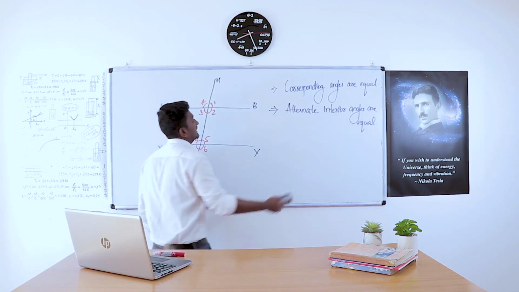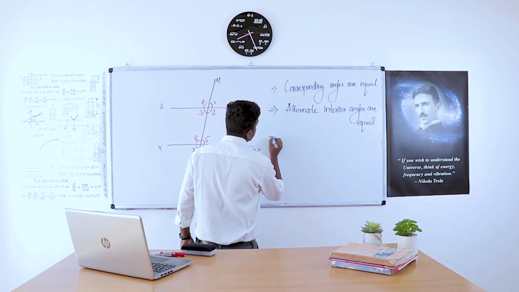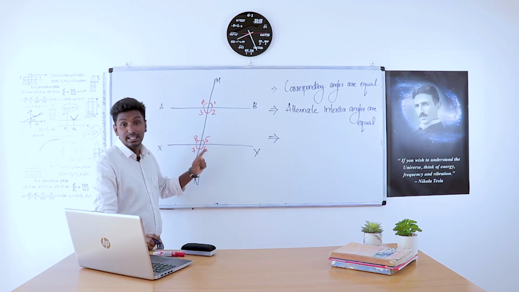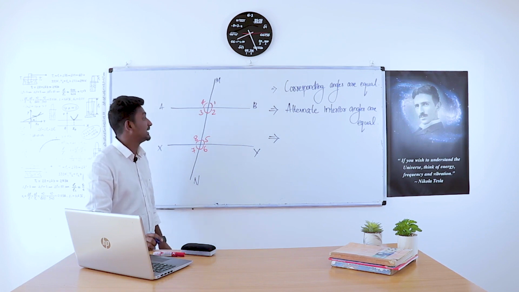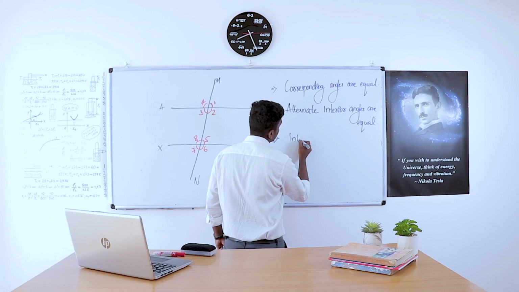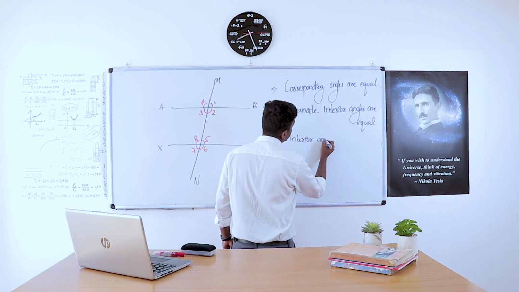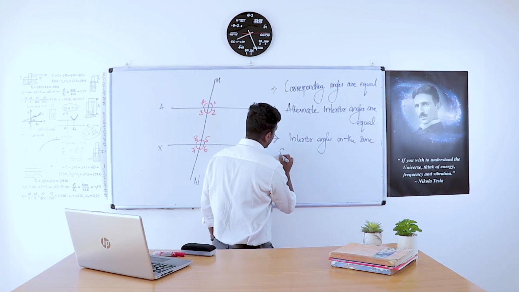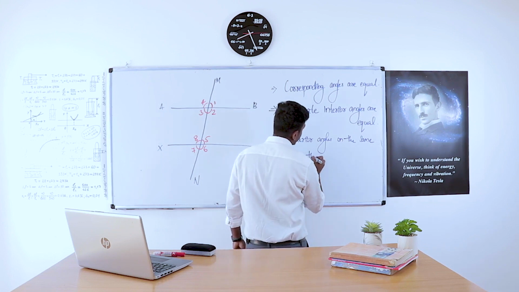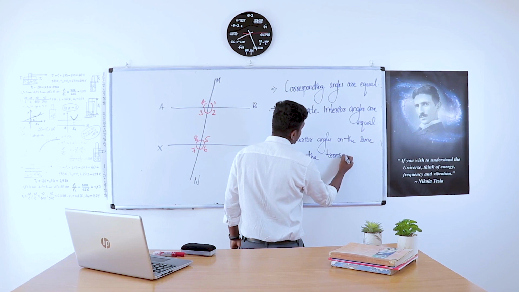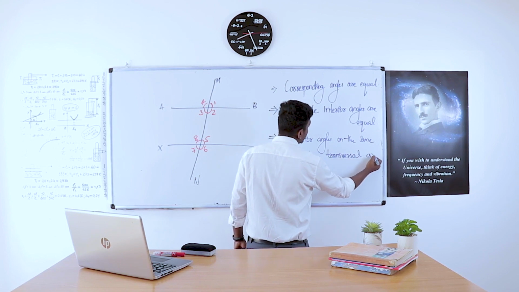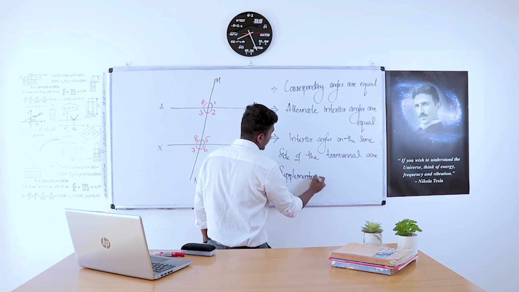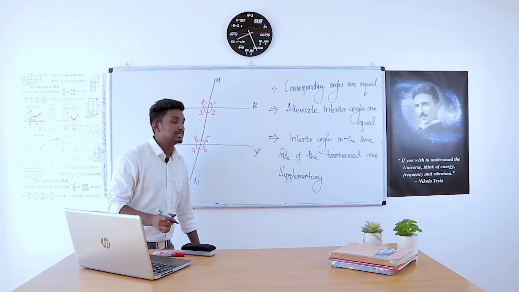Then the next theorem states that if a transversal intersects two parallel lines, then interior angles on the same side of the transversal are supplementary.